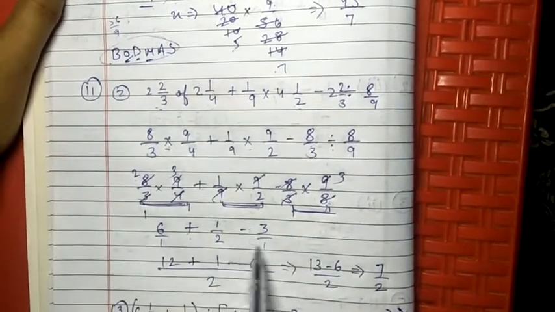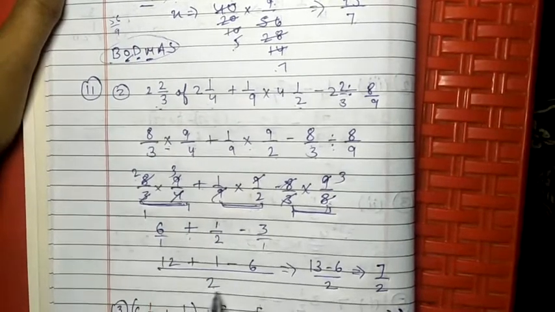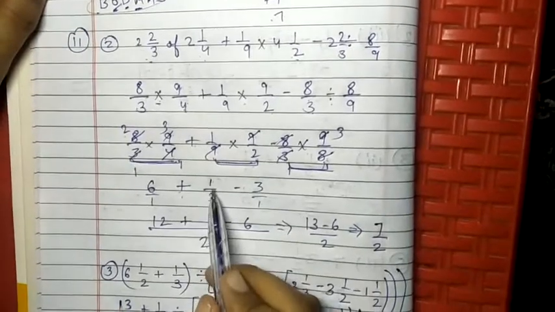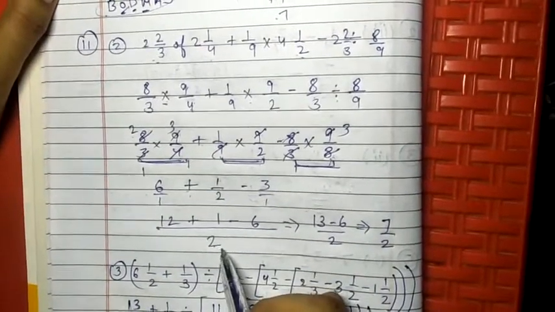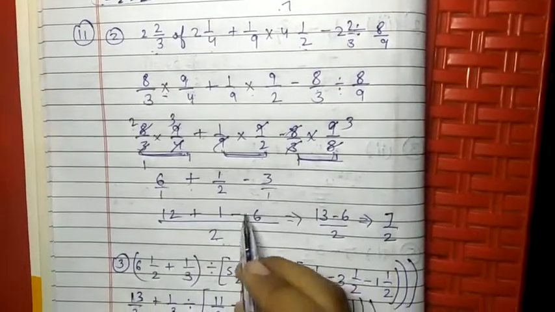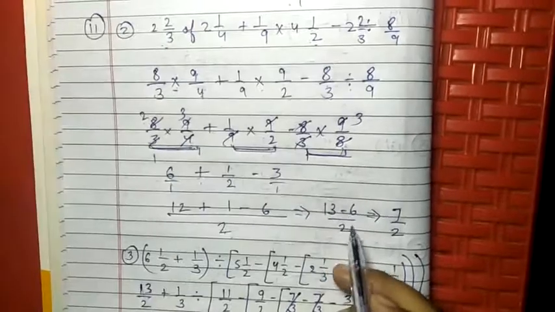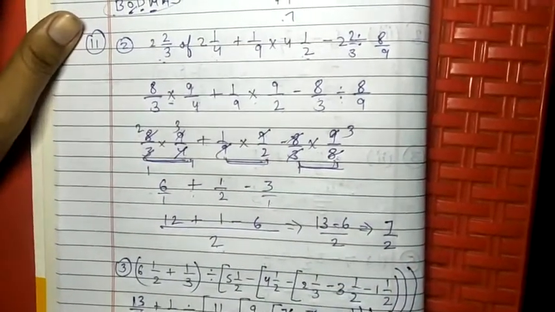Now you can see there is no number in the denominator, so we'll take the LCM, which comes 2. In one stable 2 comes 2 times, 2 6s are 12, and this will be the same as it is. And in one stable 2 comes 3 times, so 2 3s are 6. Now this 13 minus 6 upon 2 is 7 upon 2. Here is the second question.